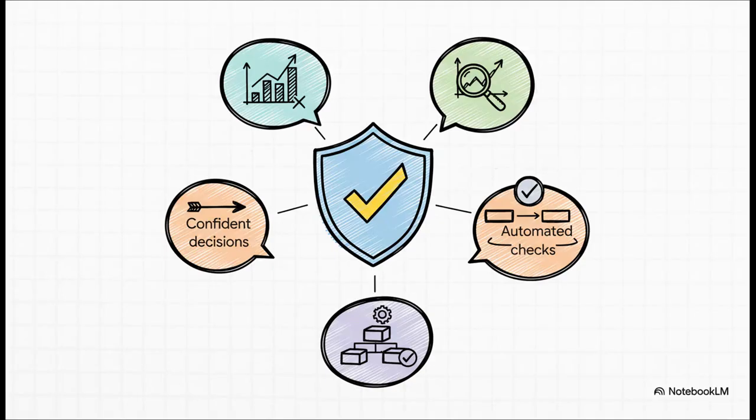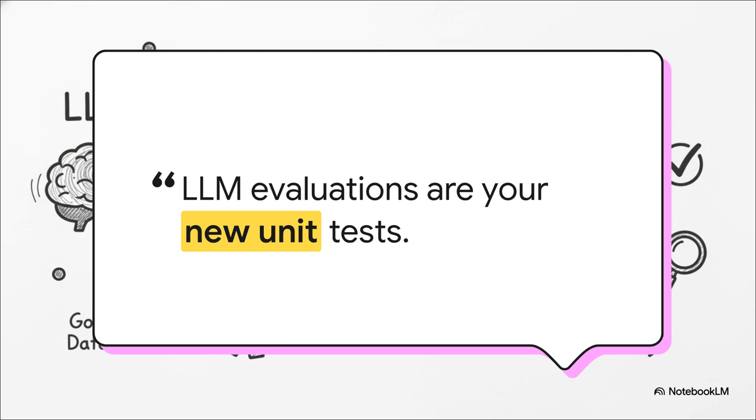So when you boil it all down, what this gives you is a safety net. It helps you avoid regressions. That's when a change accidentally makes something else worse, which happens all the time with LLMs. It lets you objectively prove that your new idea is better, which means you can make confident, data-driven decisions. And ultimately, it helps you build AI applications that are just more stable, more reliable, and frankly, more trustworthy for your users.